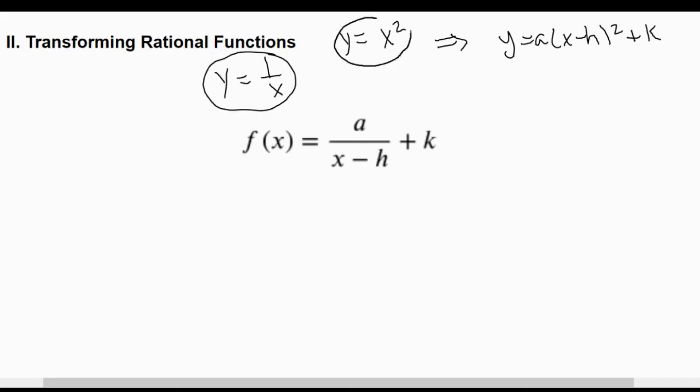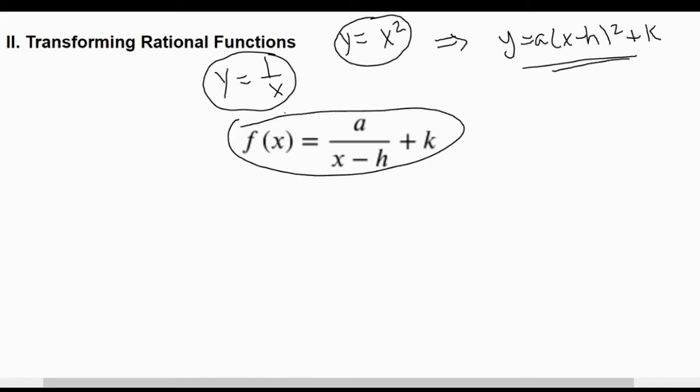This was our quadratic parent. And this was our fully transformed quadratic. And this is our fully transformed rational. And guess what? The h and the k and the variable a all are responsible for the same things. So isn't that exciting? I think that's exciting. All right, well, let's get into this.